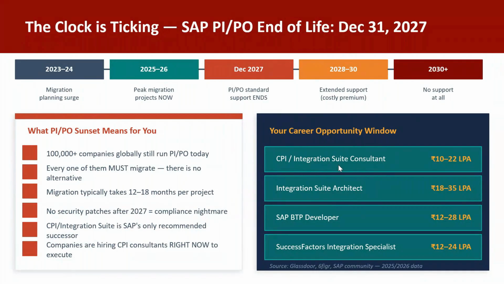Okay, so let's see what the PIPO sunset is offering CPI developers, and how this is going to help them. There are still 1 lakh companies around that run on PIPO today, and everyone must migrate. There is no alternative. SAP announced the end of support by 2027, so every organization should move to CPI. So there is increasing demand in migration projects, and SAP Integration Suite is SAP's only recommended successor, right?